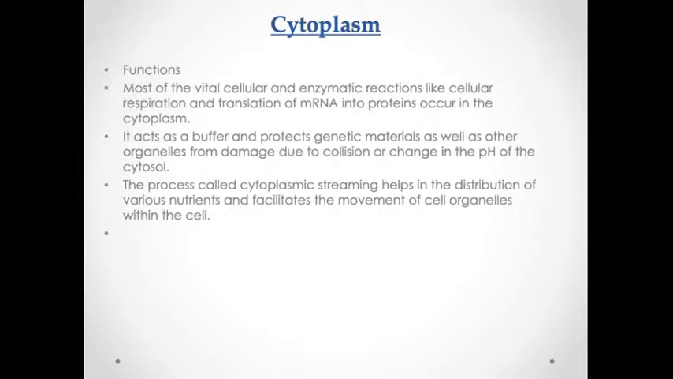Most of the vital cellular enzymatic reactions, like cellular respiration and translation of mRNA into proteins, occur in the cytoplasm. It acts as a buffer and protects genetic material as well as other organelles from damage due to collision or change in the pH of the cytosol. The process called cytoplasmic streaming helps in the distribution of various nutrients and facilitates the movement of cell organelles within the cell.